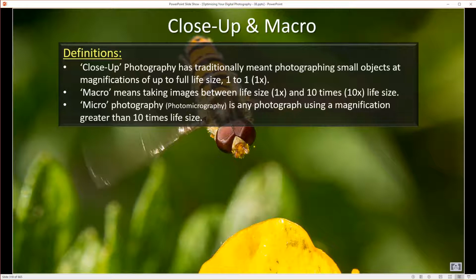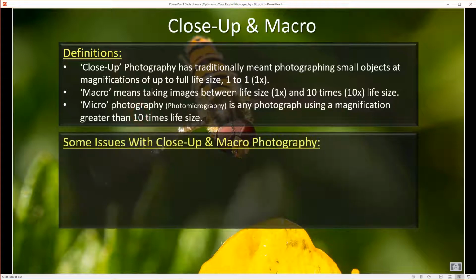Now these definitions were taken from an old photographic encyclopedia, and a lot of the terms are smudged a little bit these days. You know, people say I do macro photography when they actually mean close-up. But I'm not going to get too mixed up with these. But those are the traditional definitions.